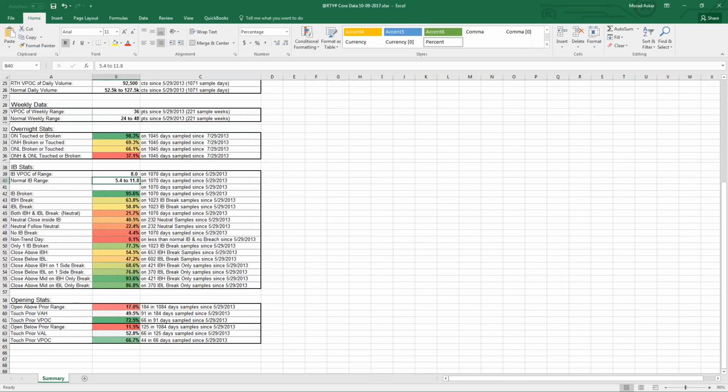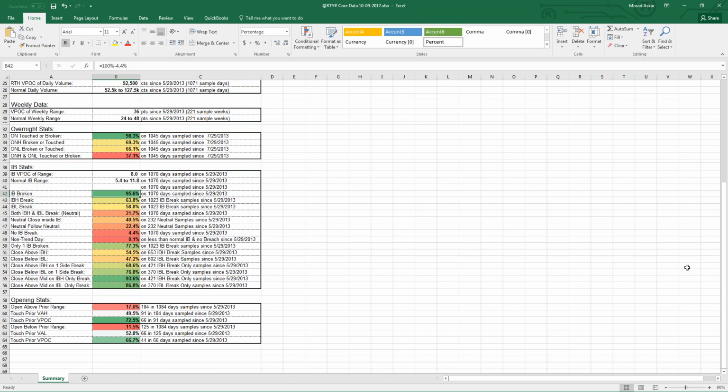So that's important. Now, here are the statistics that then get tied to the initial balance. The initial balance, the first hour's high or low, is broken 95.6% of the time. That's an edge. So on any given day, the initial balance will get broken, not touched, okay? Not touched, but broken by at least a tick 95.6% of the time.